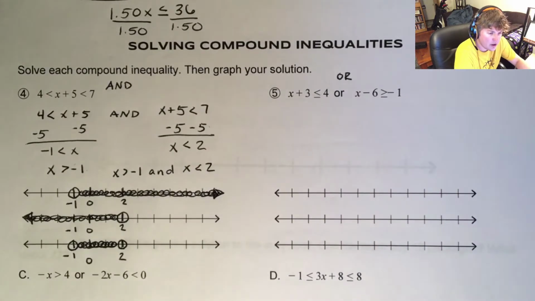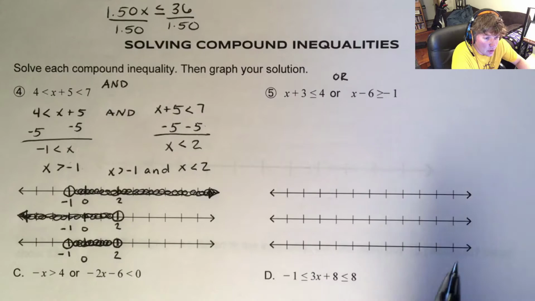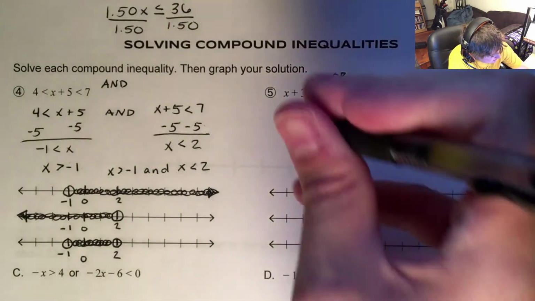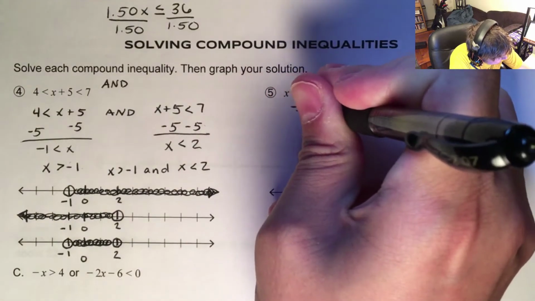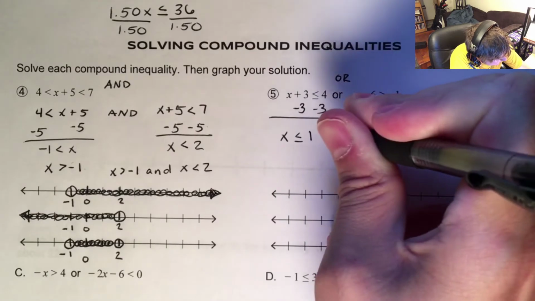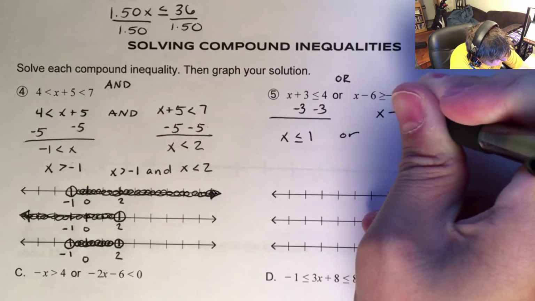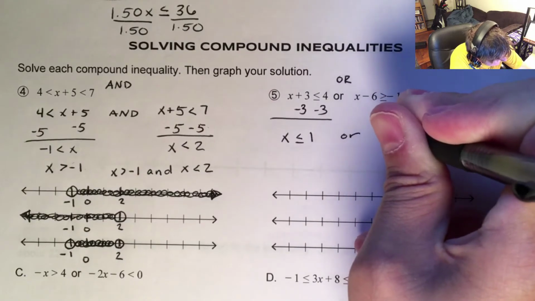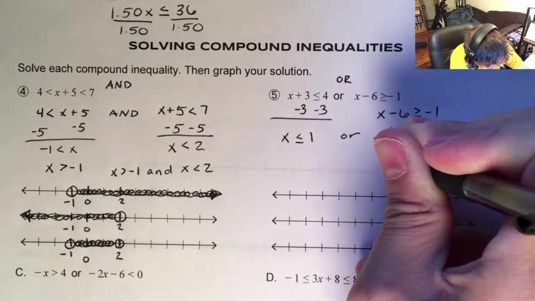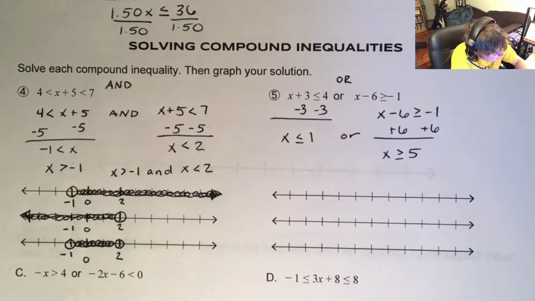Okay, or inequalities are probably a little bit easier, because, one, they're already split up. So let's go ahead and do this first one. So here I can just subtract 3 to get x is less than or equal to 1, or x minus 6 is greater than or equal to -1. I'm going to add 6 to each side. That's 5.